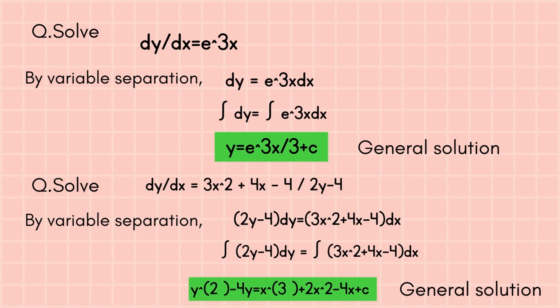Let us see some more questions. In the first one, we first separate the variables and then integrate on both sides. Upon integration, we get our general solution, that is y is equal to e to the power of 3x upon 3 plus c. In the second question also, separating the variable seems easy and then integrating on both sides, we get our general solution, that is y square minus 4y is equal to x cube plus 2x square minus 4x plus c.